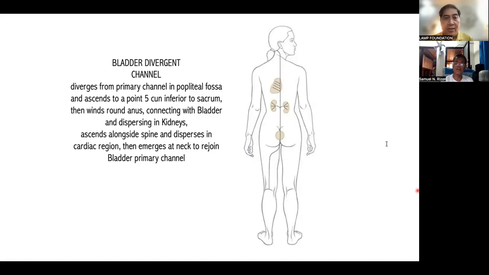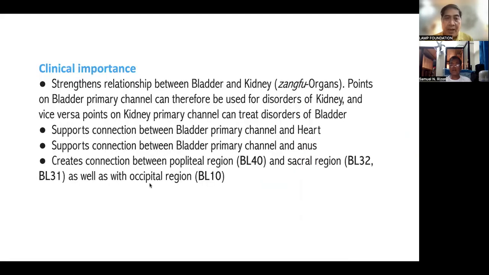So the divergent channel diverges from the primary at the popliteal fossa. Okay, so saan yung popliteal fossa? Alam nyo na po. And then it travels to 0.5 soon below the sacrum. Okay, it then detours to the anal region, connects with the bladder, and disperses in the kidneys. From here, it follows the spine and disperses in the cardiac region before emerging at the neck, where it rejoins the bladder primary channel. So nagre-rejoin po ang bladder divergent channel sa bladder primary channel.